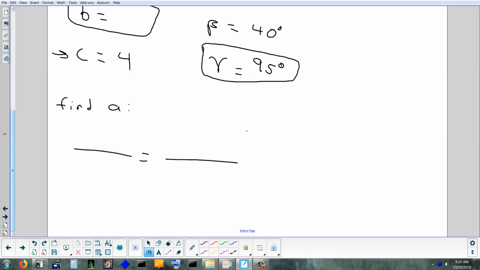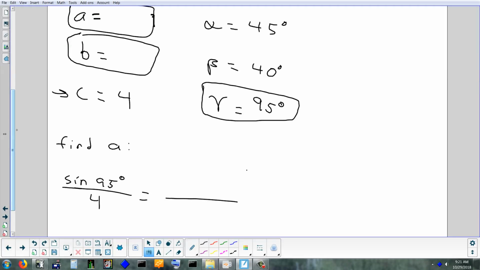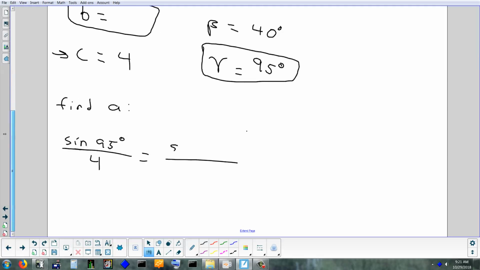Okay, let's start with the information that we know. Can somebody tell me how we're going to plug in the row that I know into the law of sines? What should I start with? So sine 95 over 4. It does not matter which side you put it on. Put it on the left, put it on the right. Doesn't matter. And then what did you say on the other side? Sine 45 over A. Yep, sine 45 over A.